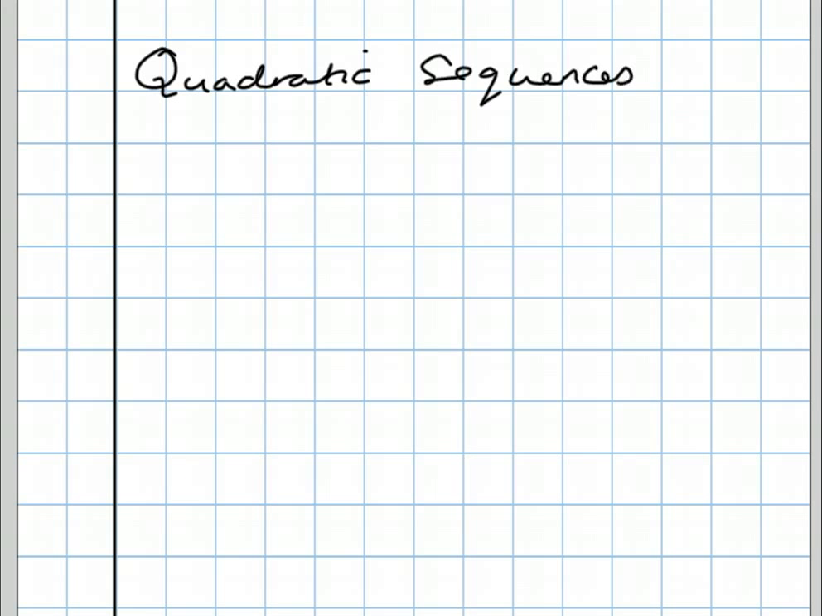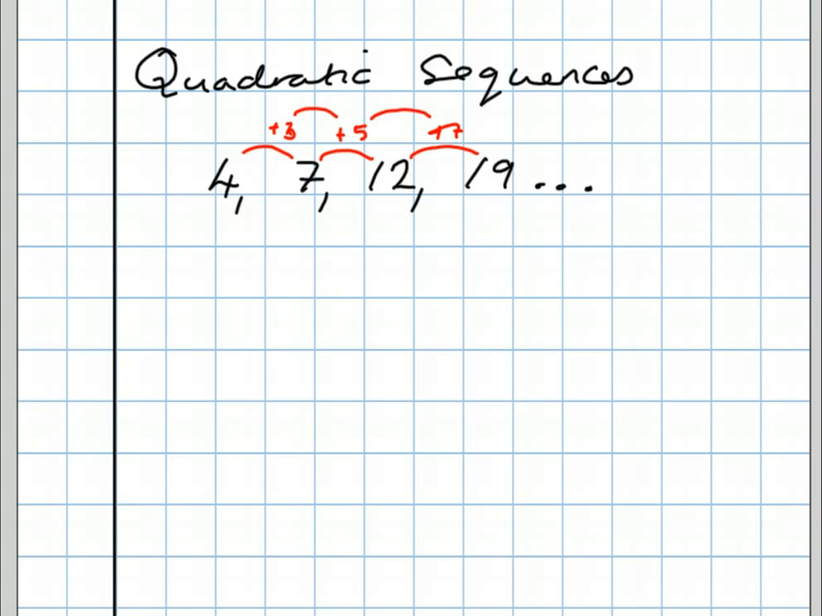Okay, now, what about quadratic sequences? Well, let's look at one of these. 4, 7, 12, 19. Right, first we find the difference between each term. And what we notice is that this is +3, that's +5, that's +7, they're not the same. So we find what's called the second difference. That's the difference between differences, and it's +2.